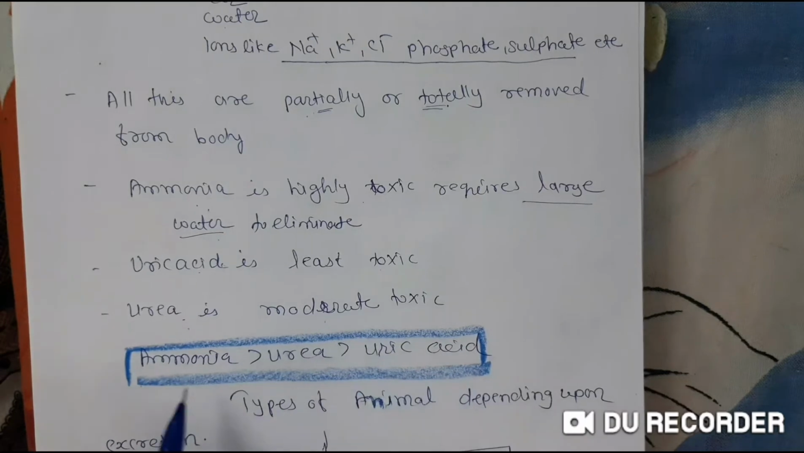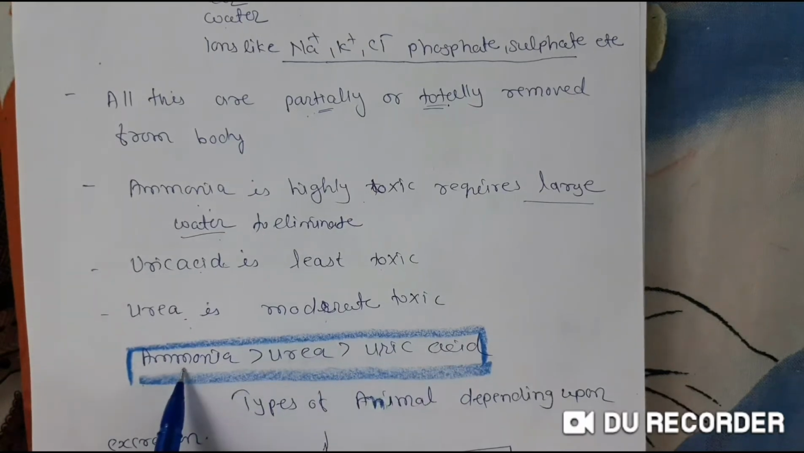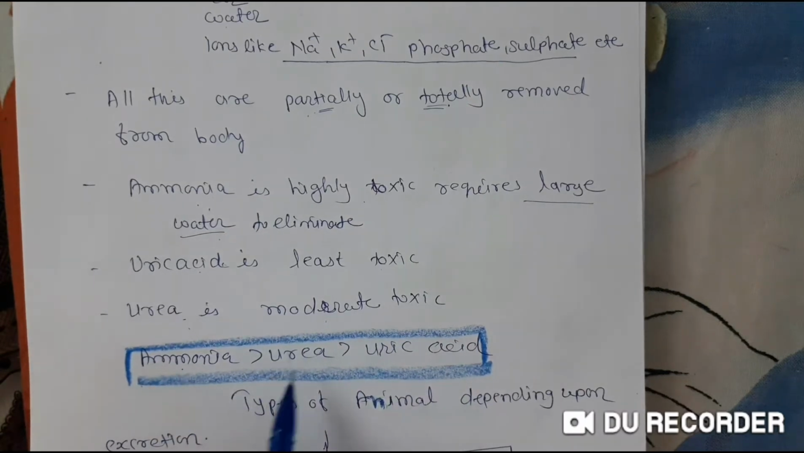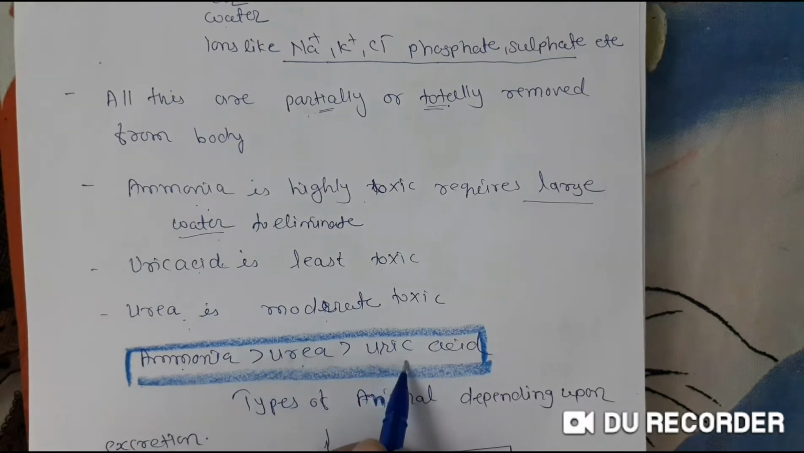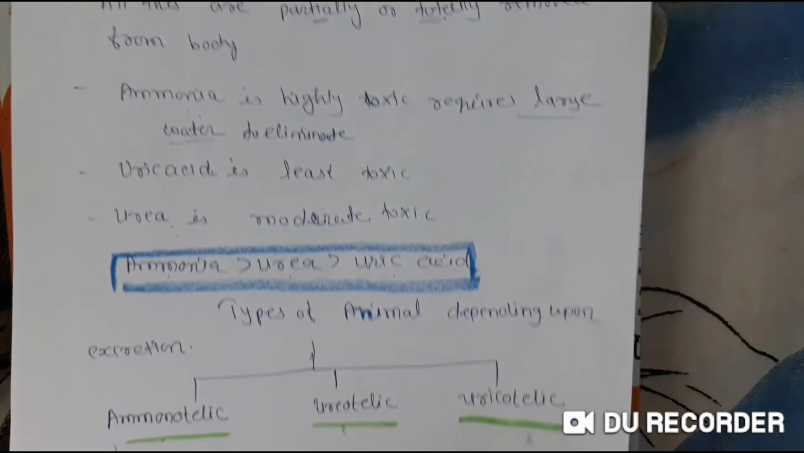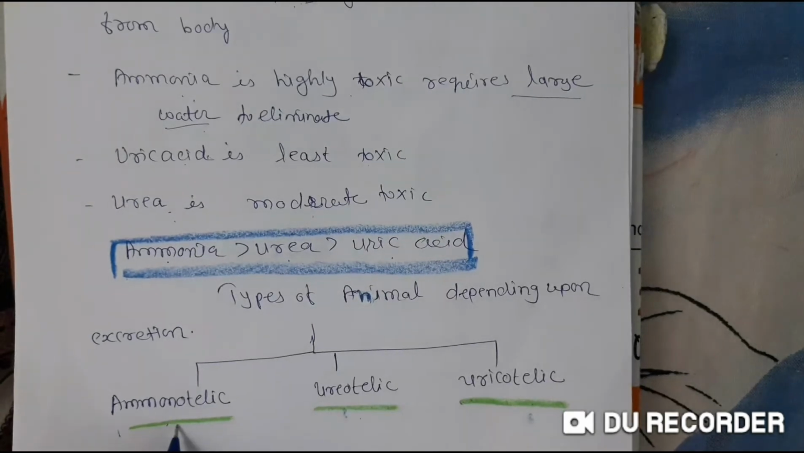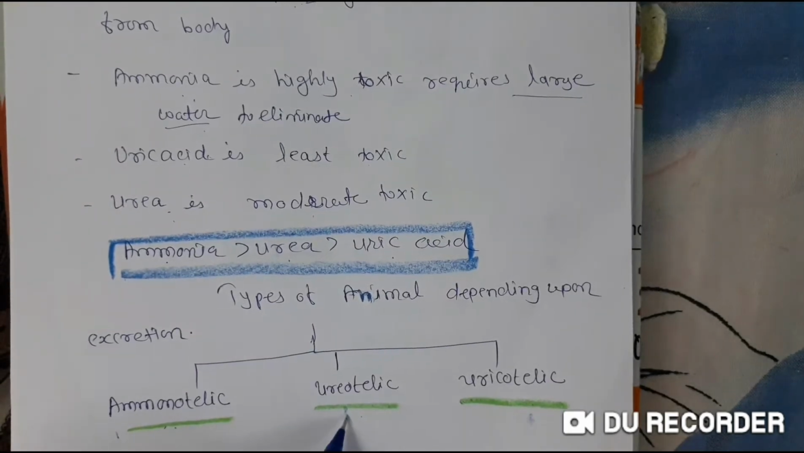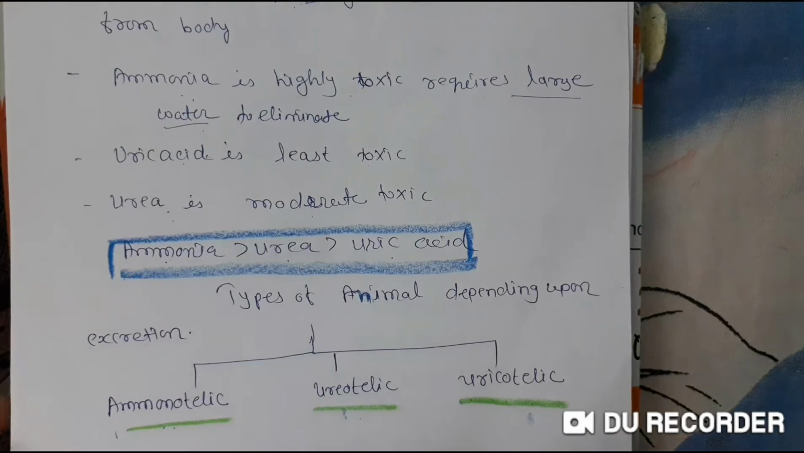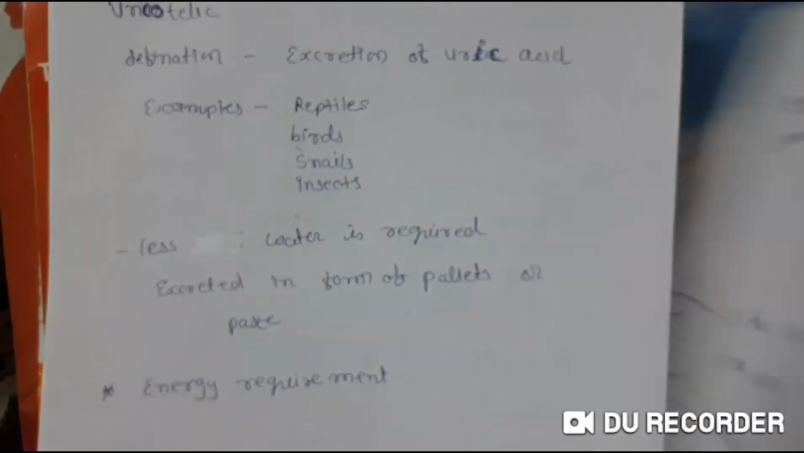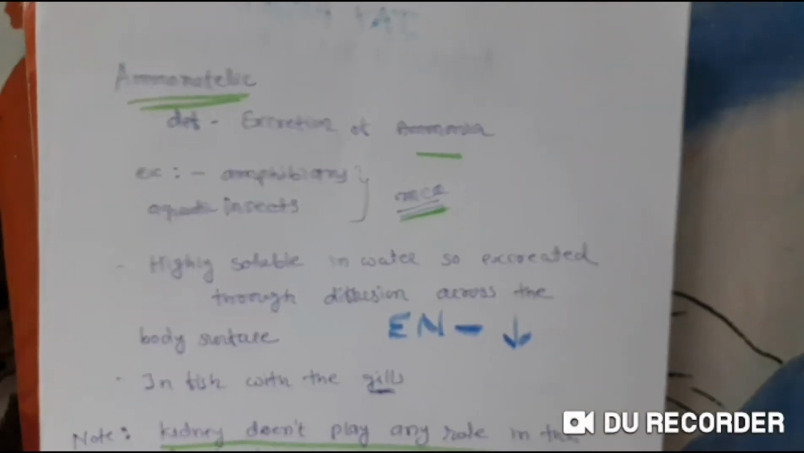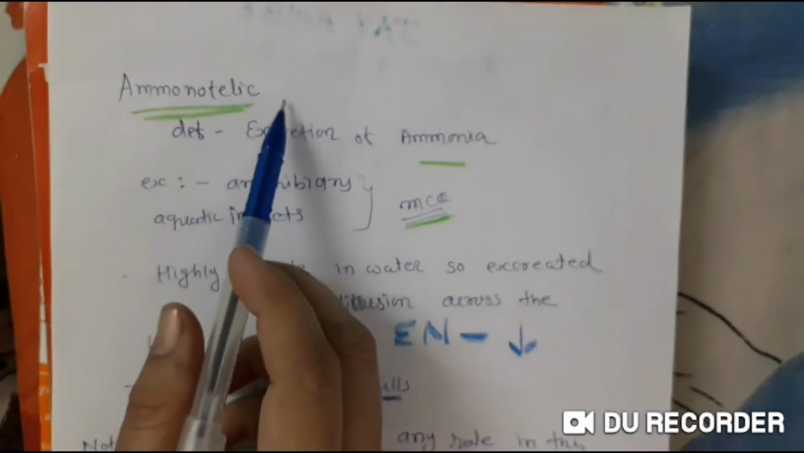So this is the category. Ammonia is highly toxic, urea is less toxic, and uric acid is the least toxic. According to excretion, the types of animals are ammonotelic animals, ureotelic animals and uricotelic animals. Let's begin one by one. Let's talk about the ammonotelic first.